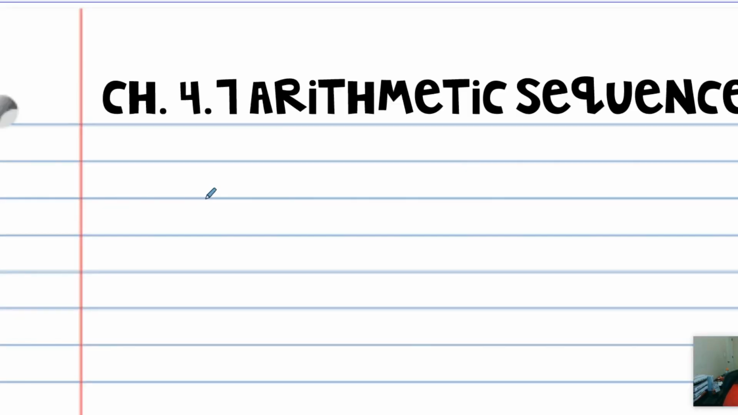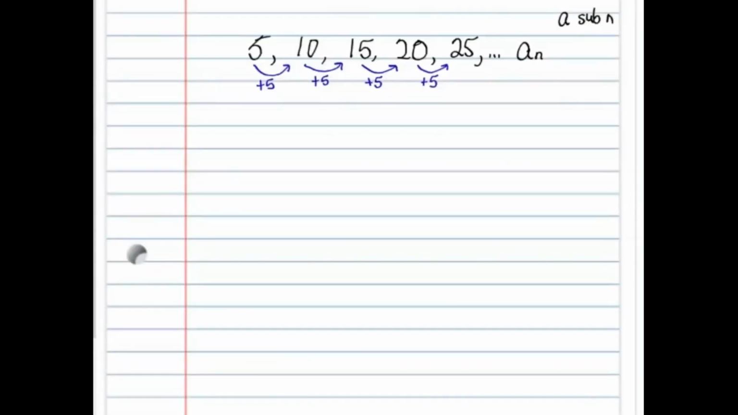For example, we have a pattern and we have 5, 10, 15, 20, 25. So here, you were adding 5 to each number. Okay, so the 5 would be called the common difference.